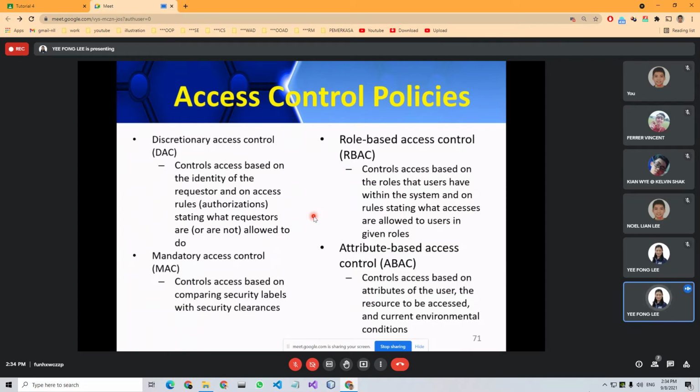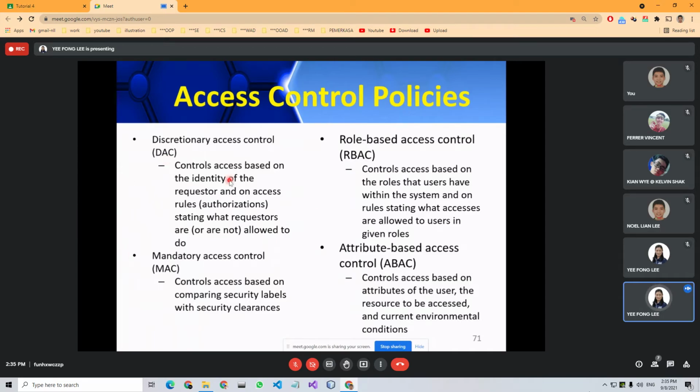There are 4 types of access control here. 4 jenis. What are the 4 here? DAC, MAC, RBAC, and ABAC. So unique, the name. This type of access control policy determines what type of access is permitted, under what circumstances, and by whom. Access control policy is generally grouped into the following categories.